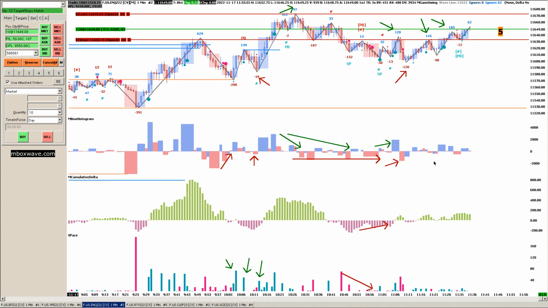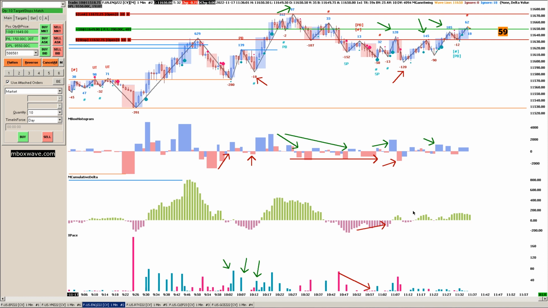The buying here could use some help, but we've crossed over to cumulative crossed over to buying, right? And we see that no selling, right? This looks like it could grow.